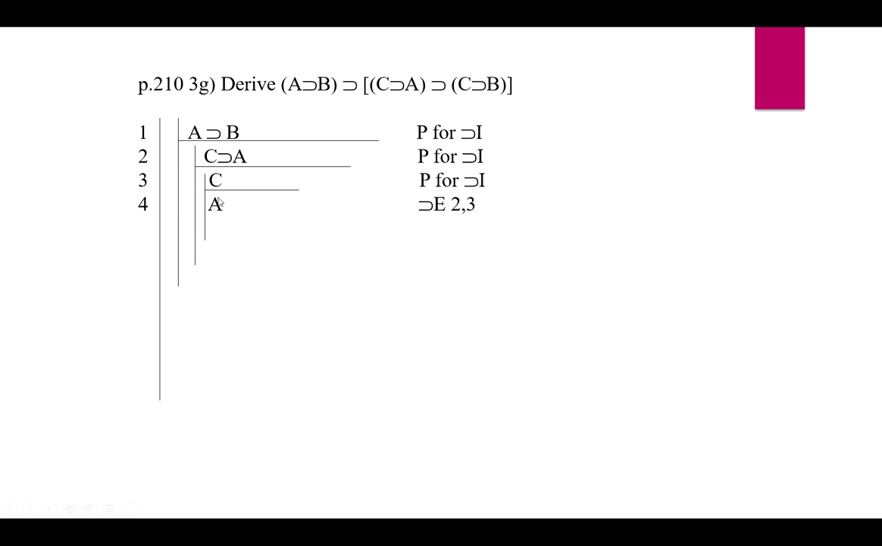And now that we have A by itself on line 4, we can get B using conditional elimination, again, using line 1 and A by itself on line 4. So now we've proven if C, then B. So we can get that out via conditional introduction, lines 3 through 5. Stepping out once more, we can get if C, then A, then if C, then B. Again, conditional introduction, this time lines 2 through 6, right?